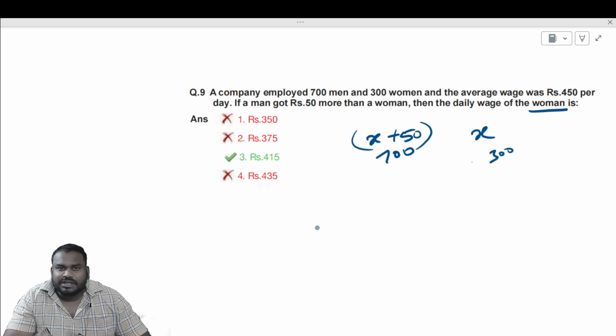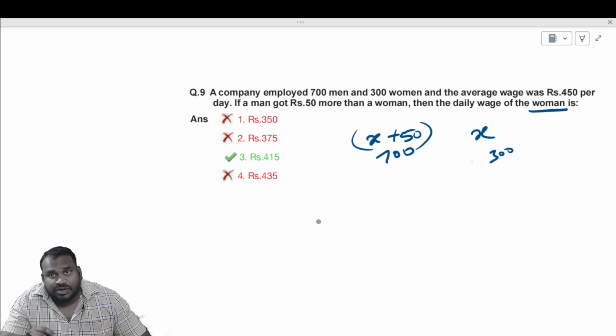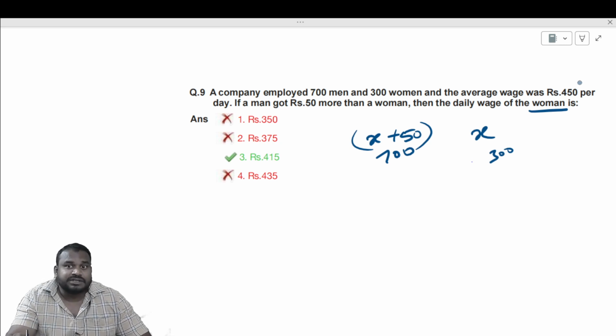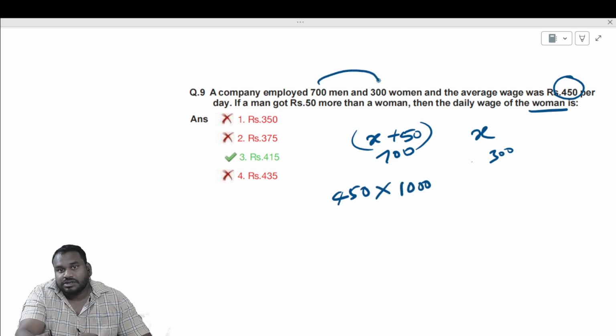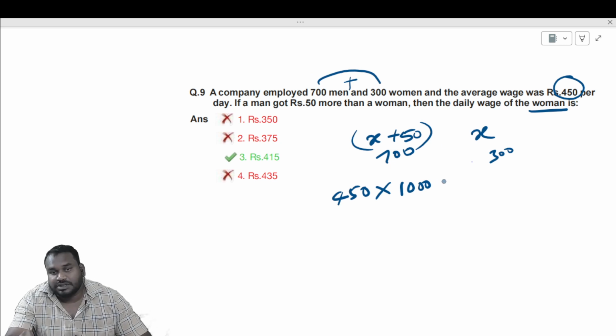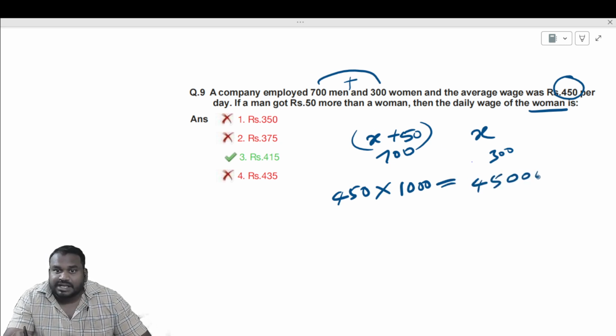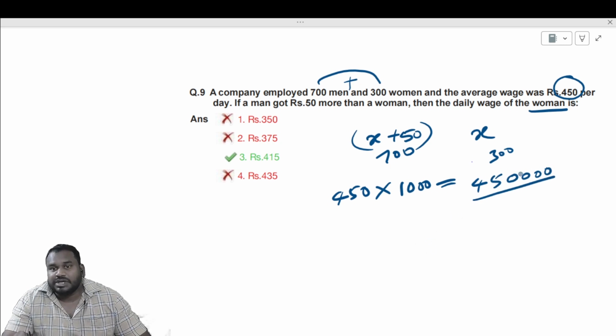Now, you don't know the total amount of money which is distributed for all of them. But there is a hint given. That is average. Average is 450. Average is 450 means you multiply with 1,000 because there are 1,000 members, 700 plus 300. You are going to get the total amount which is paid as salary for all the members. So this is the total amount. It has to be distributed among men and women.